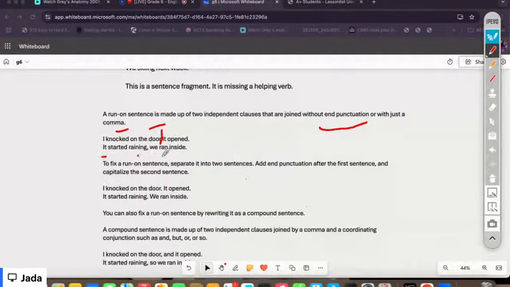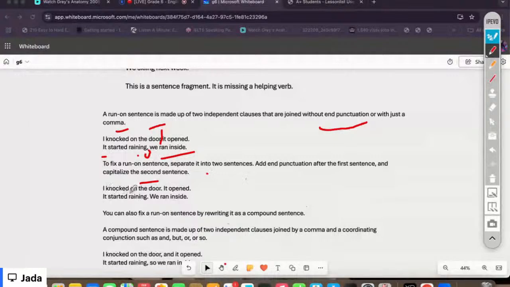Just like we have: it started raining, we ran inside. This has a comma, and of course that's not enough. You need to make sure that you separate those sentences. Or if you are using a comma, you could add a conjunction to make it a compound sentence. So to fix a run-on sentence, you separate it into two sentences, add end punctuation after the first, and capitalize the second sentence.